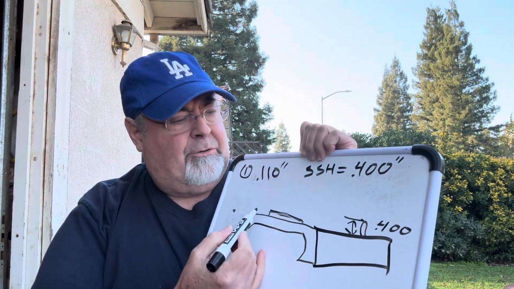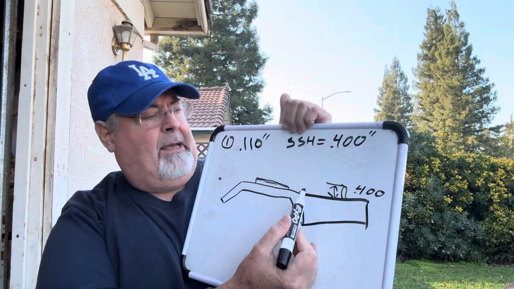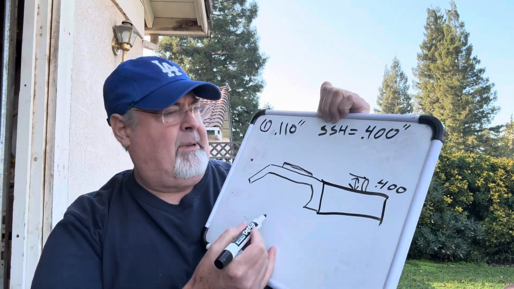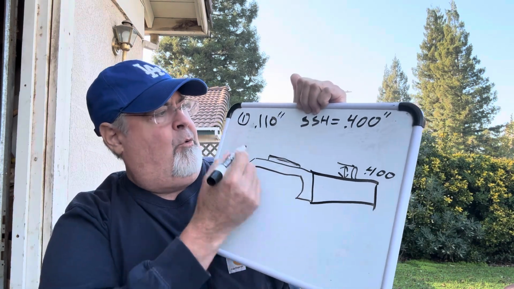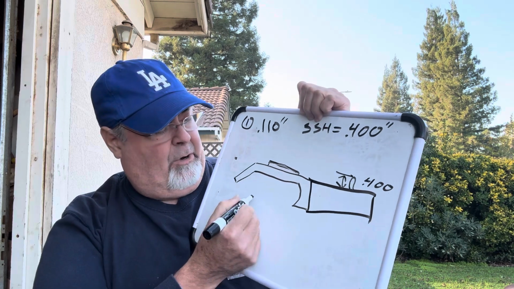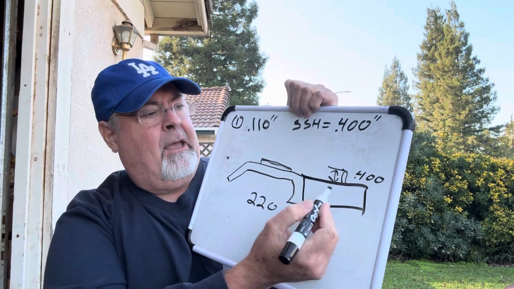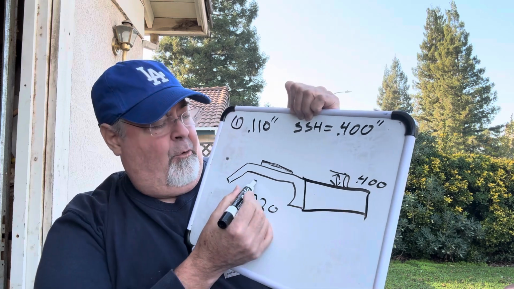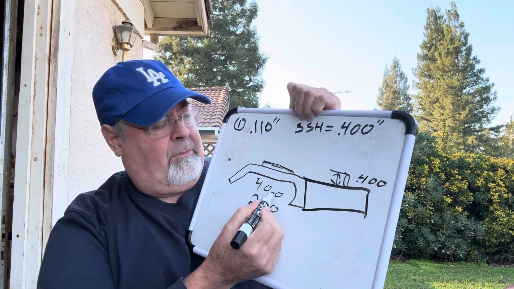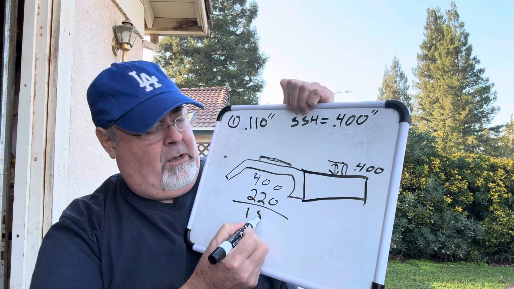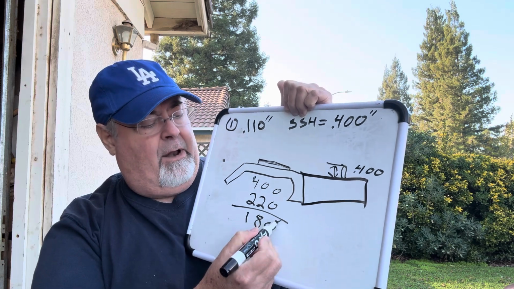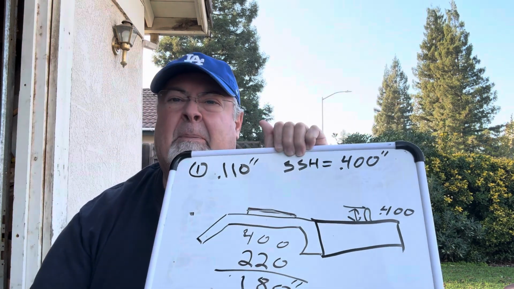To calculate where the neck angle has to be, we take this 110 and multiply it by 2, so we get 220. We subtract that from 400, and that gives us 180 thousandths of an inch.